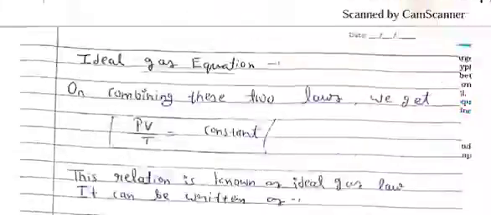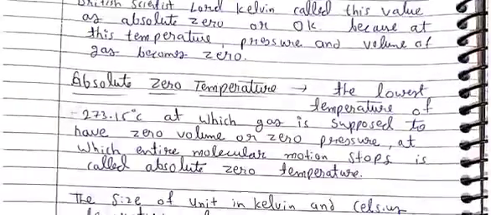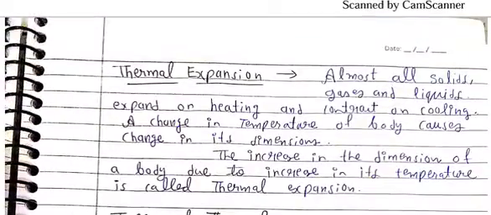Boyle's law, Charles' law, ideal gas equation, absolute zero temperature, and the relationship between the Kelvin, Celsius, and Fahrenheit scales. Now, the next topic is thermal expansion.